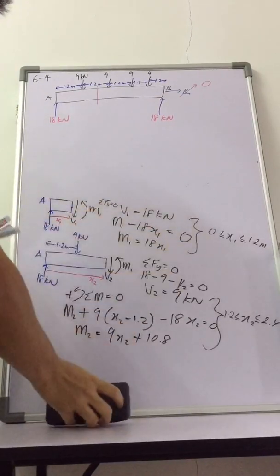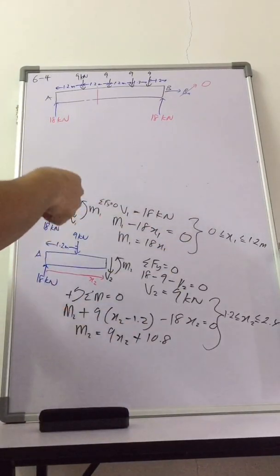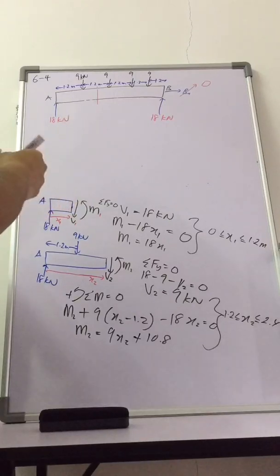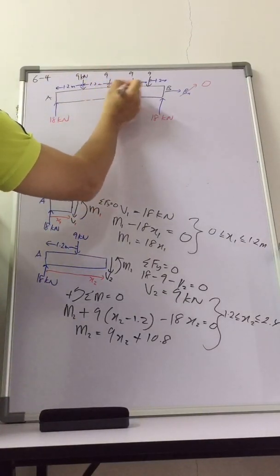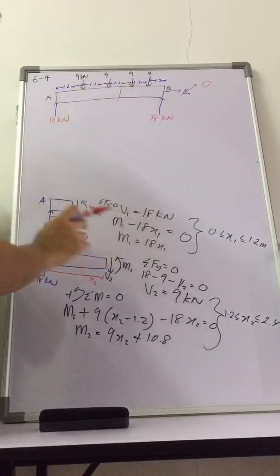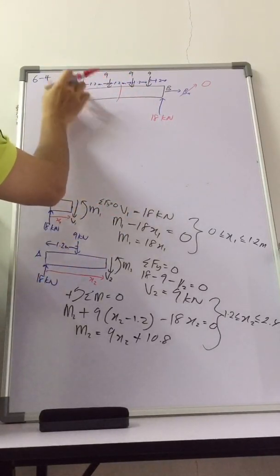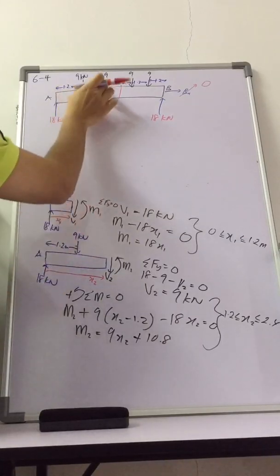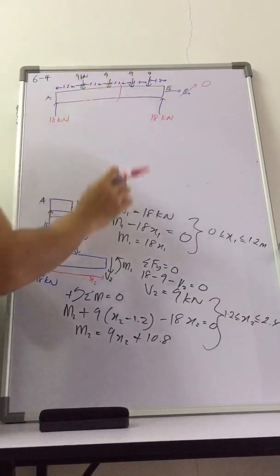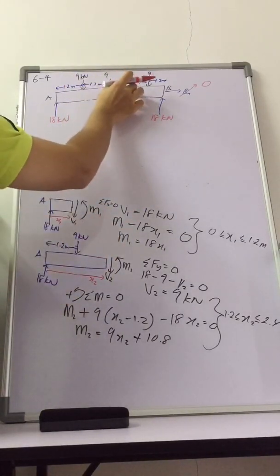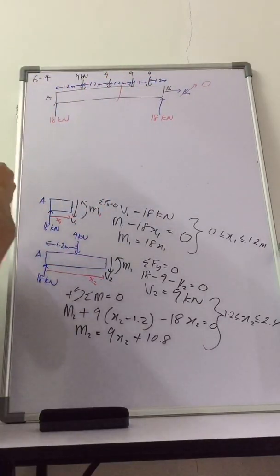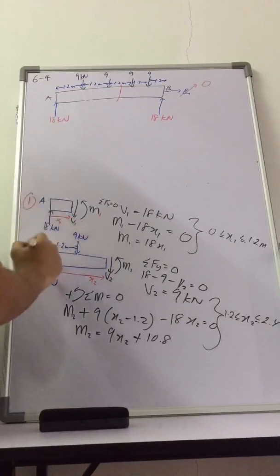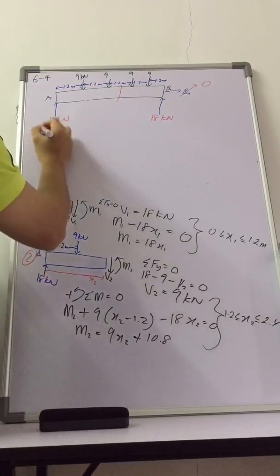Okay, the third card. So the third card will be here, between this and that, right? Because the first card is between here. The second card will be between here. The third card will be between this, right? So let me write one. This is the first, second, and then this is the third.